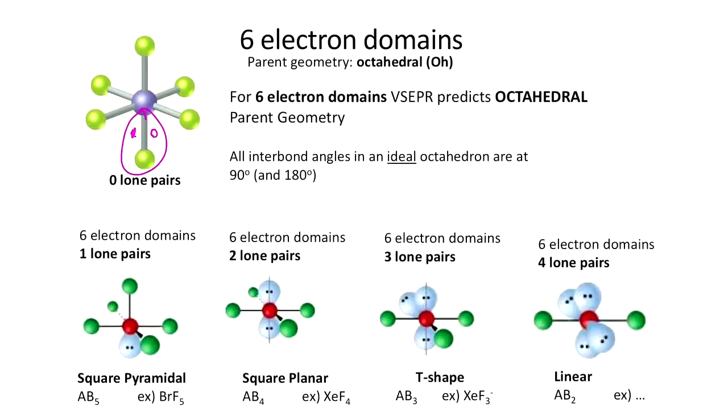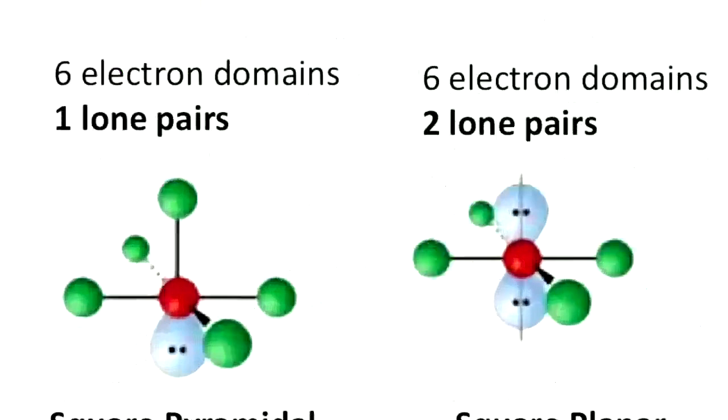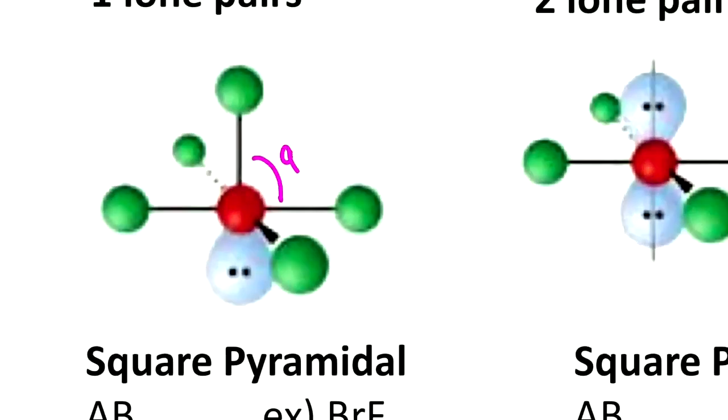Okay, so let's look at these shapes. Tell me, what are the ideal bond angles in an octahedron? So this bond angle right here, that is 90. Great. What if I put a lone pair on it? Is this still 90? Nope, it's going to be a little bit off from 90. It's probably going to be a little bit less than 90 because of that lone pair that's there.